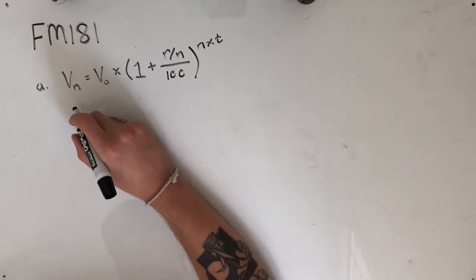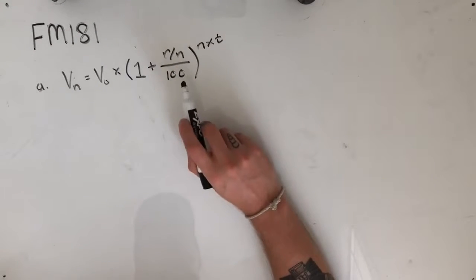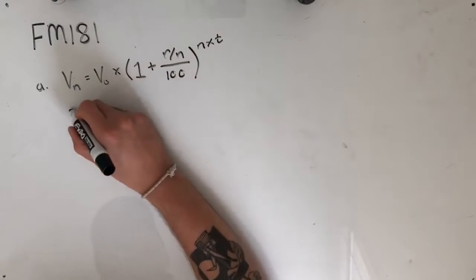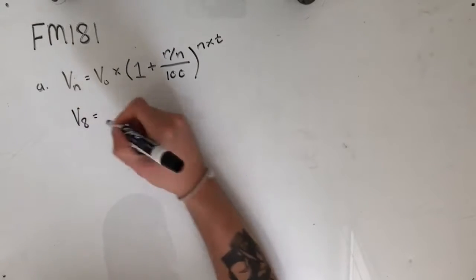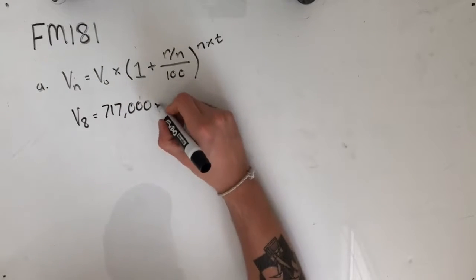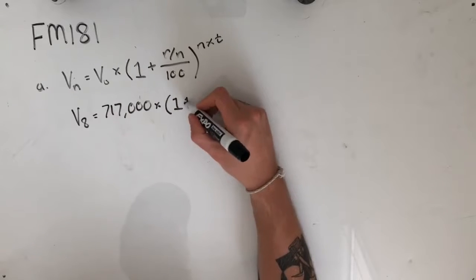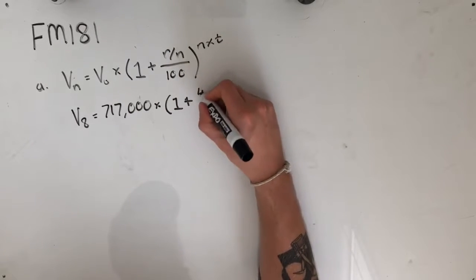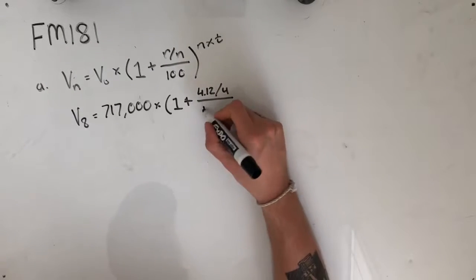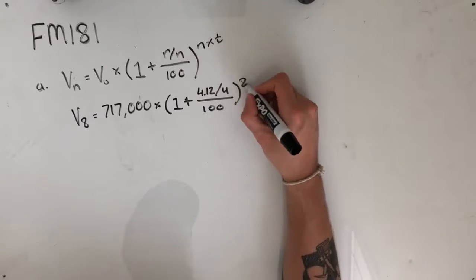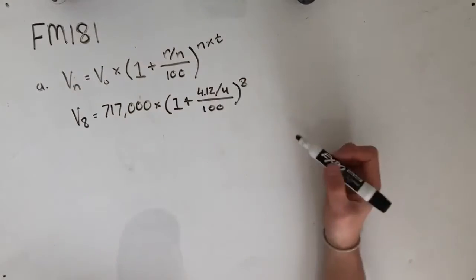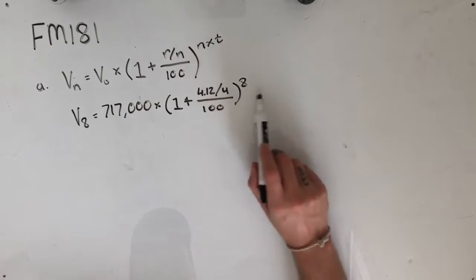So because we're going to be looking for after 2 years, we know that there's going to be 8 compounding periods passed all up. So we are going to be looking for V8, which is equal to our initial amount, 717,000, which was deposited, times 1 plus our yearly rate is 4.12, but of course we're going to divide that into 4 because we want the quarterly rate being used here. And then we're going to take this to the power of 8. So I probably shouldn't have put n in there because it doesn't relate to this n over here properly, but I just want to lay out for you guys exactly what's happening here.